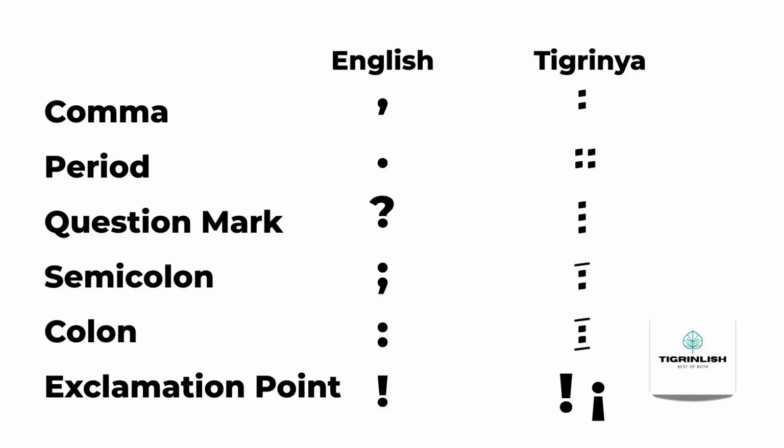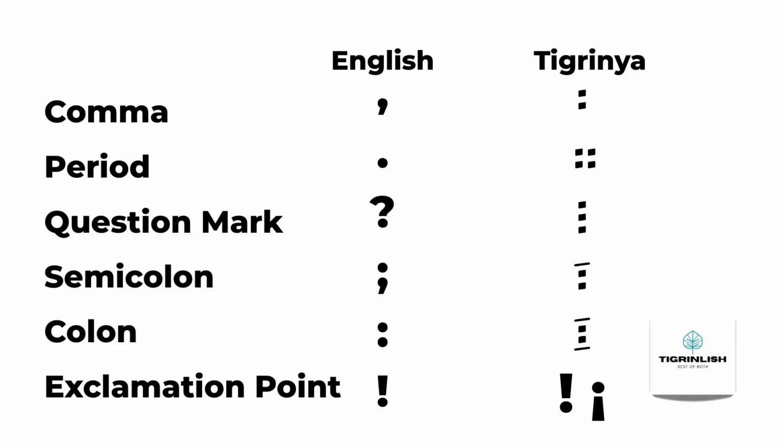What's a punctuation mark? In English, those are just like comma, semicolon, period, exclamation point, question mark. And in Tigrinya, especially Eritrean Tigrinya, they look a little bit different. So let's go over those real quick. I'll put them here on the screen as I'm telling you about them. The first one is the comma. In English, it looks like this, but in Tigrinya, it's 2 dots on top of each other.